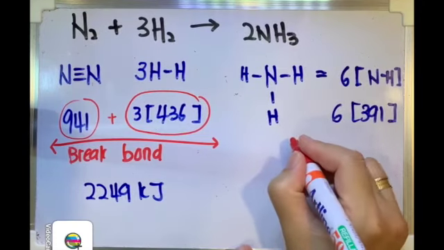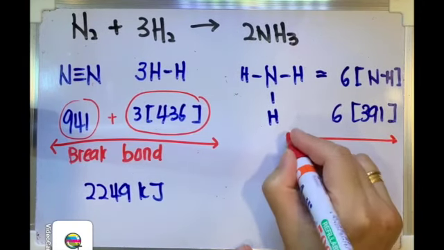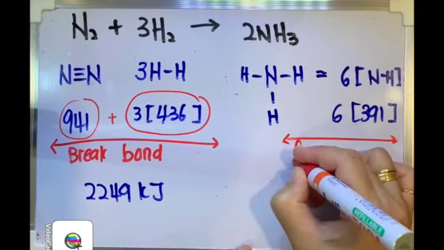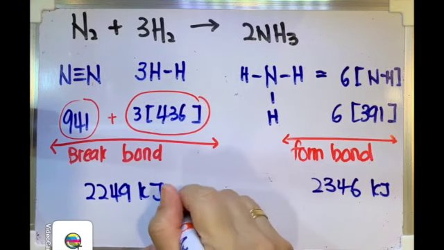Next step, we are going to look into how much energy is released in order to form back the chemical bonds in ammonia. In order to form the chemical bonds in ammonia, we need to form 6 nitrogen hydrogen single bonds, and the total amount of energy that they will release during the formation of the chemical bonds will be 2346 kilojoules of energy.